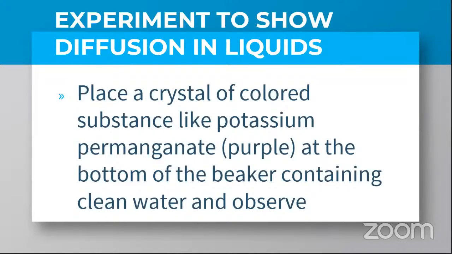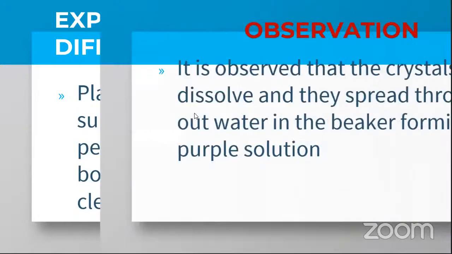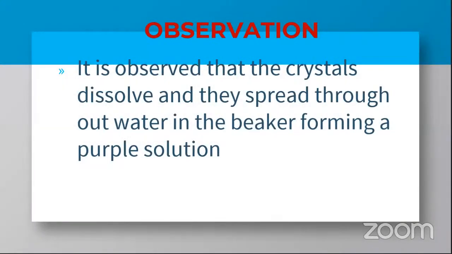Oh, good, good, good. So this is the experiment. Place a crystal of a colored substance like potassium permanganate, which is purple, at the bottom of the beaker containing clean water and observe. It is observed that the crystals dissolve and they spread throughout the water in the beaker, forming a purple solution. Forming a purple what? Purple solution.